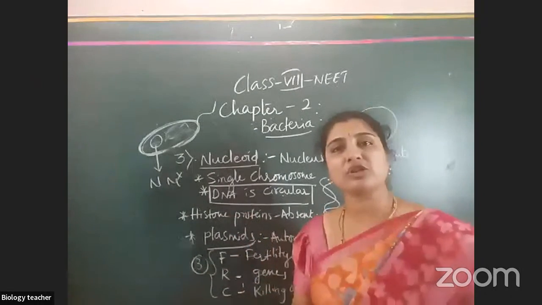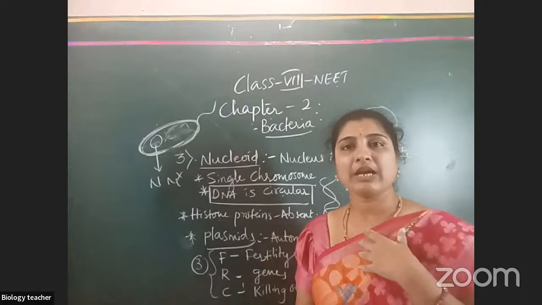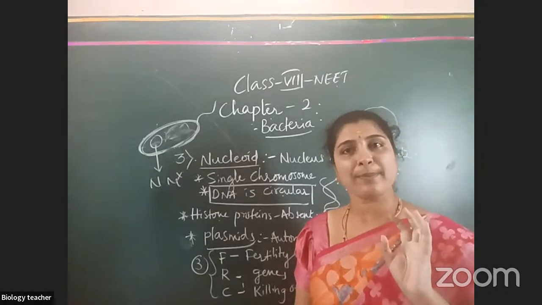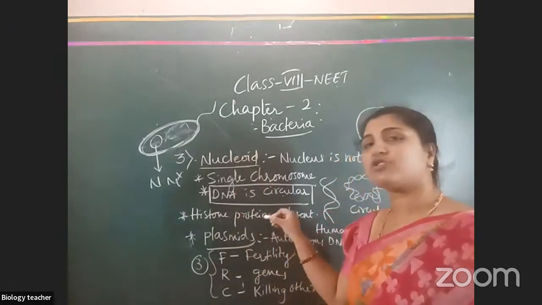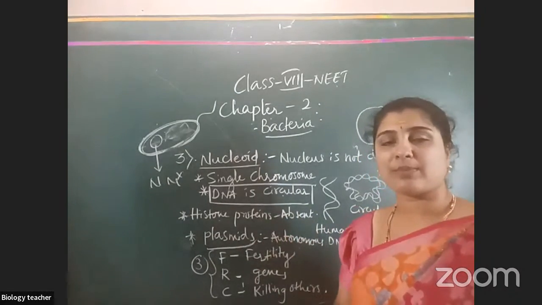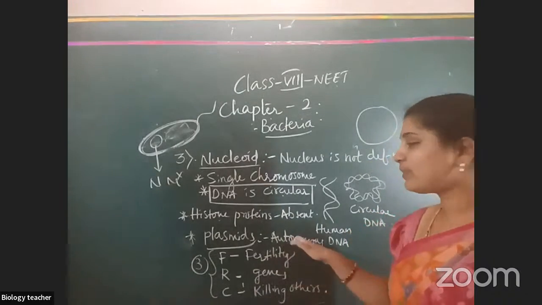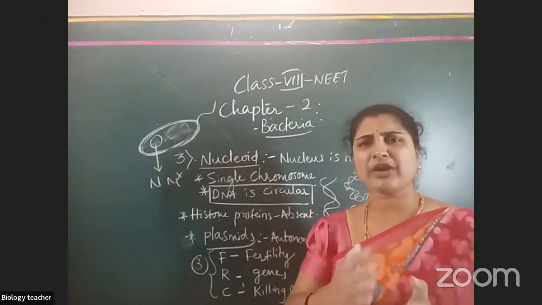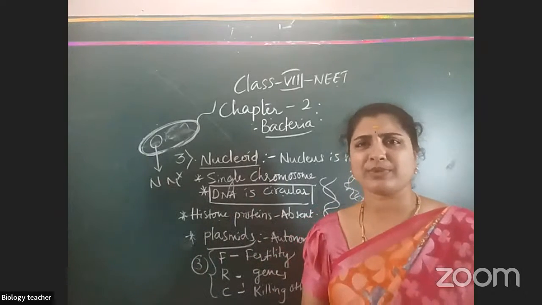Generally in the nucleus, histone proteins are present. In our body's nucleus, histone proteins are present. But in bacteria, what about histone proteins? Absent. And what is present again? Plasmids. Autonomous means they can form on their own. They will produce another plasmid.